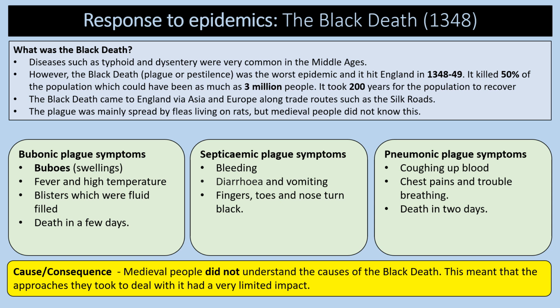There's the septicemic plague, which involved bleeding, diarrhea and vomiting. Fingers, toes and nose would turn black. Pneumonic plague symptoms, coughing up blood, chest pains and trouble breathing, death in 2 days. Now, medieval people did not understand the causes of the Black Death, so this meant that the approaches they took to deal with it had a very limited impact.